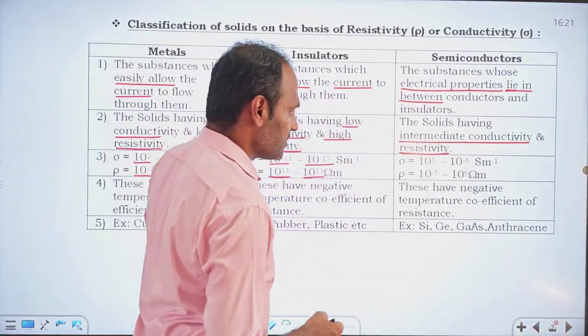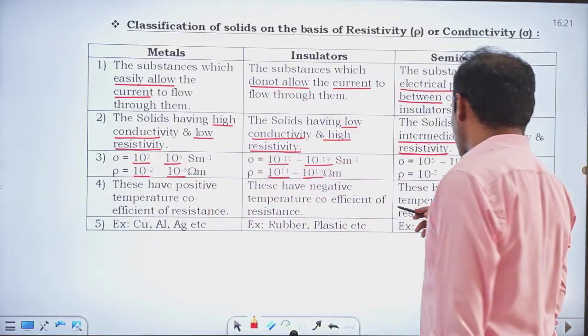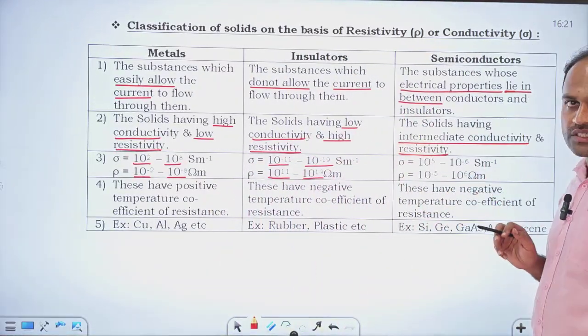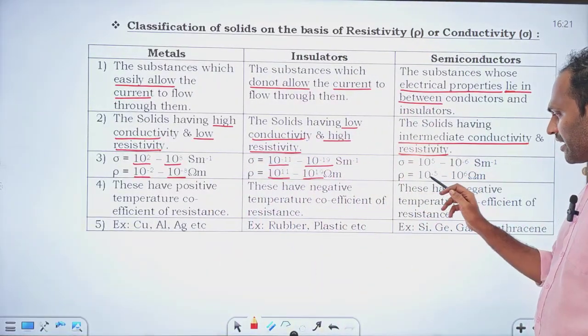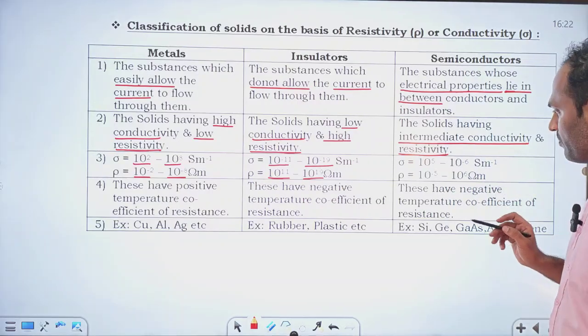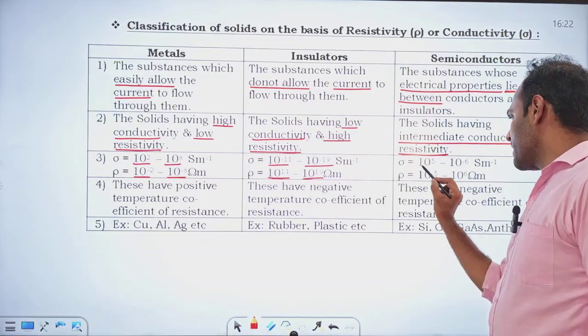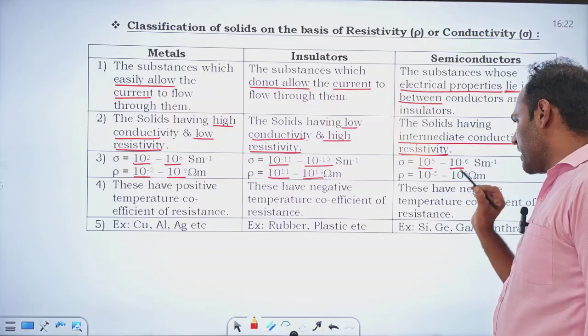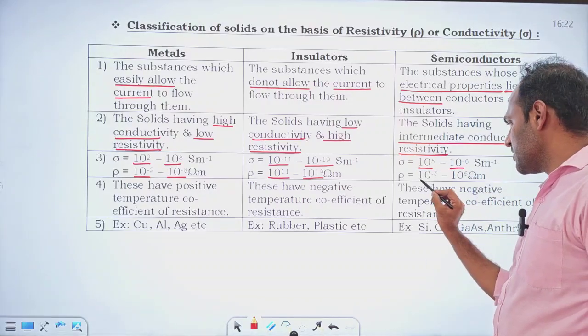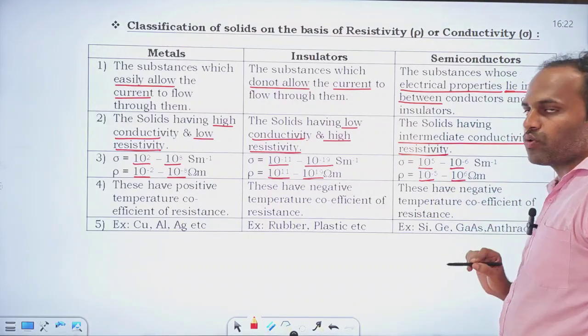Next, semiconductors. See, how is the semiconductor range? 10 raised to plus 5 to minus 6, positive to negative, and 10 raised to minus 5 to plus 6, negative to positive, right? Intermediate value. So conductivity is from 10 raised to plus 5 to 10 raised to minus 6 Siemens per meter. Resistivity is from 10 raised to minus 5 to 10 raised to plus 6 ohm meter.